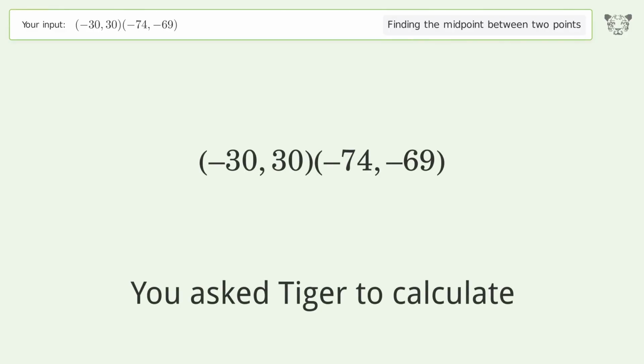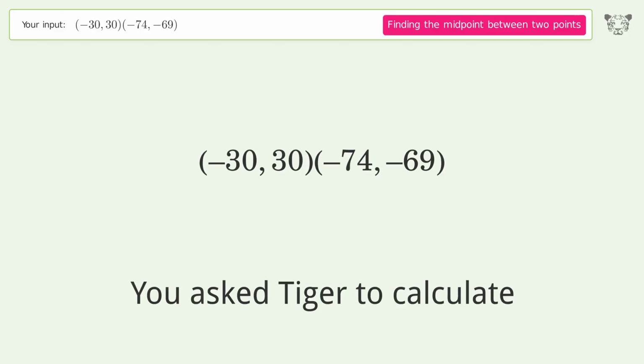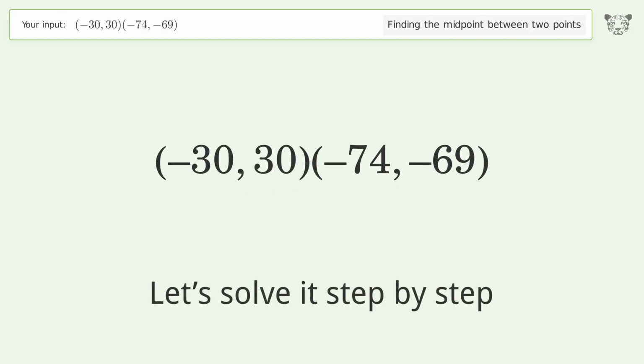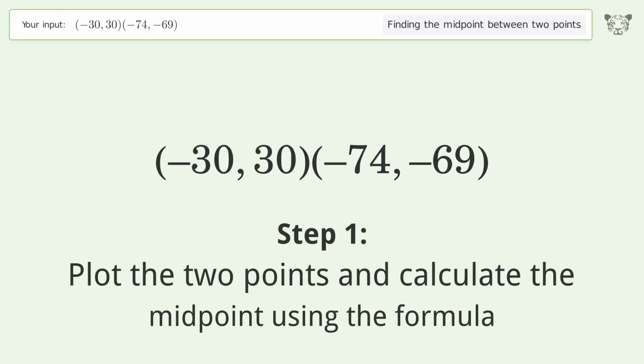You ask Tiger to calculate. This deals with finding the midpoint between 2 points. The midpoint between the 2 points is -52, -19.5. Let's solve it step by step. Plot the 2 points and calculate the midpoint using the formula.